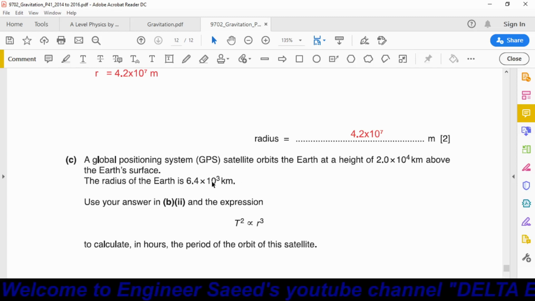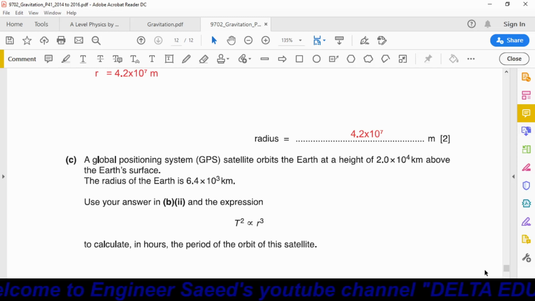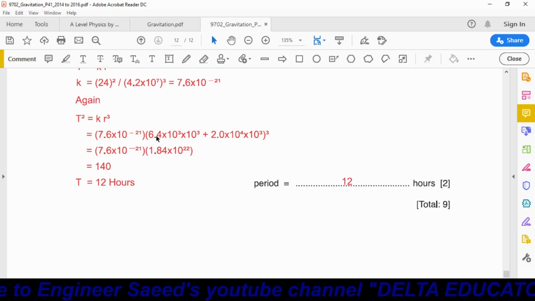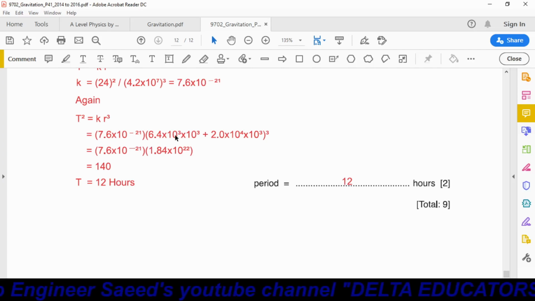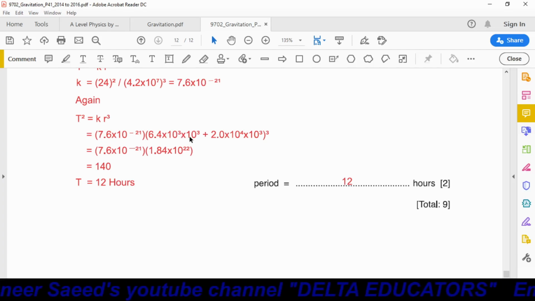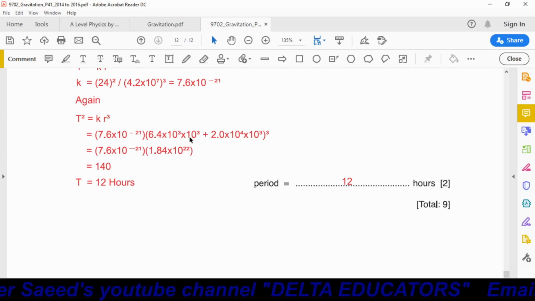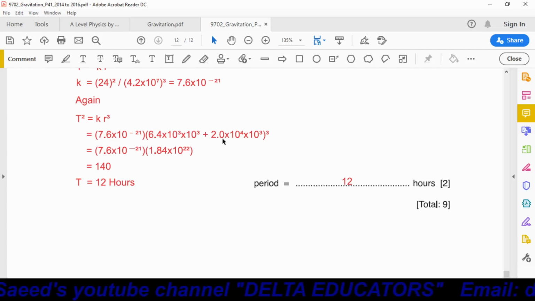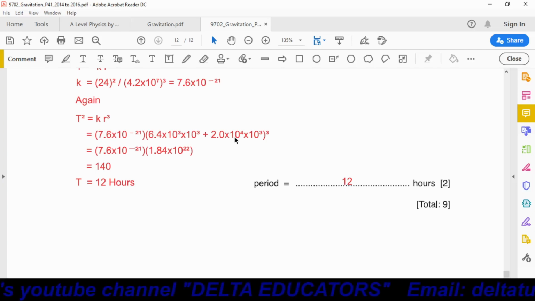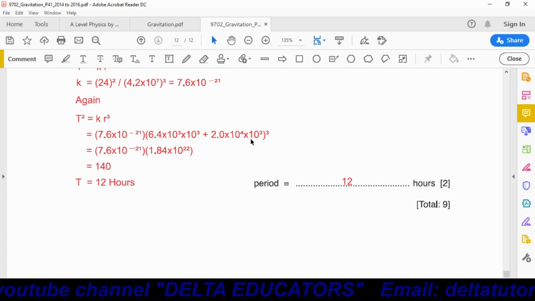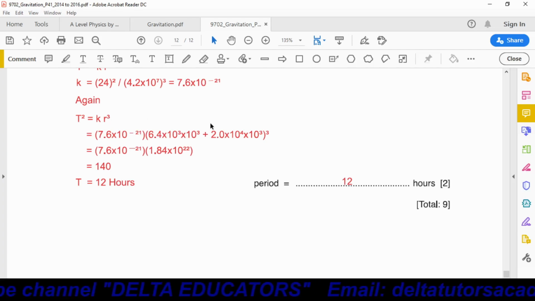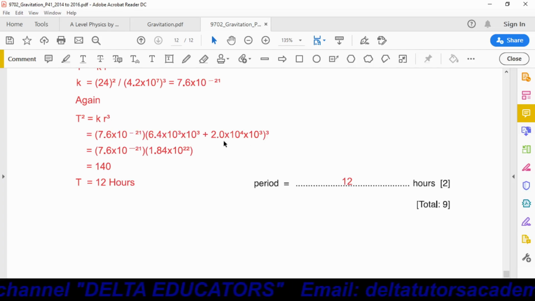One thing more, the distance is given in kilometers. This kilometer we have to convert into meters. So 6.4 into 10 power 3 kilometers, when we convert into meters, we have to multiply by 1000, or we can say multiply by 10 power 3. And the same thing here, 2 into 10 power 4 kilometers, we convert into meters by multiplying by 10 power 3. And in the formula, it is a cube, so we have to take the cube of this value.